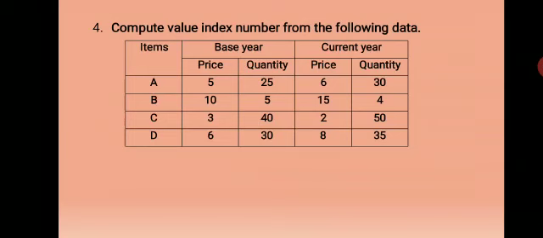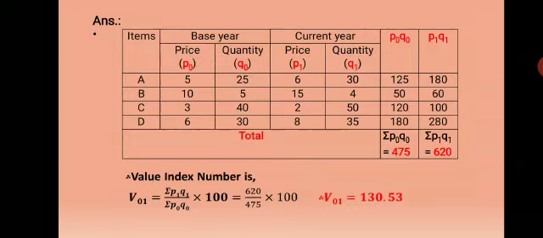Then we have the fourth question, that is compute value index number from the following data. Here the data is given as base year price and quantities. Similarly, current year price and quantities are given. Then in the solution we denote the base year price as P0 and base year quantity as Q0. Similarly, current year price as P1 and current year quantity as Q1.